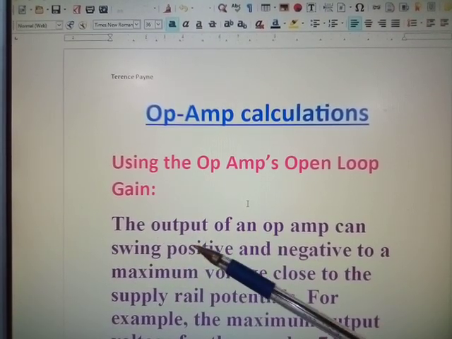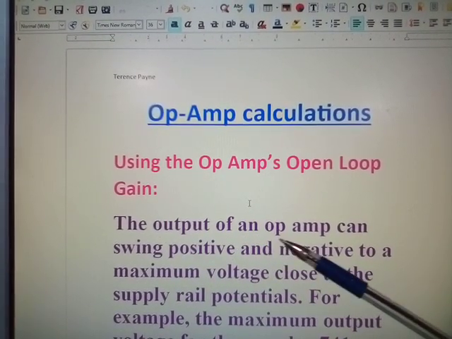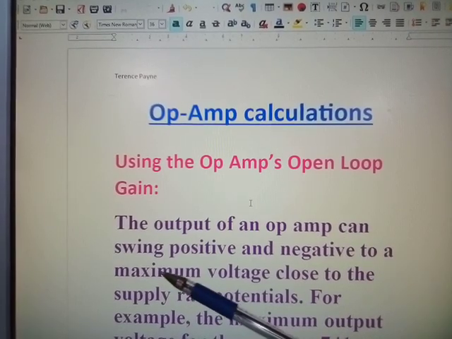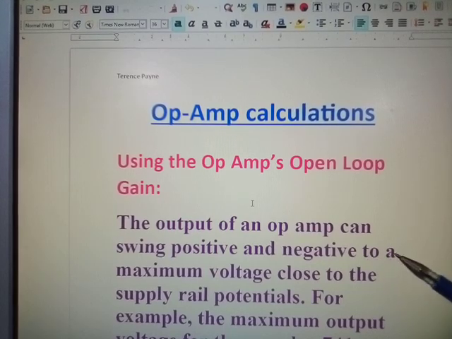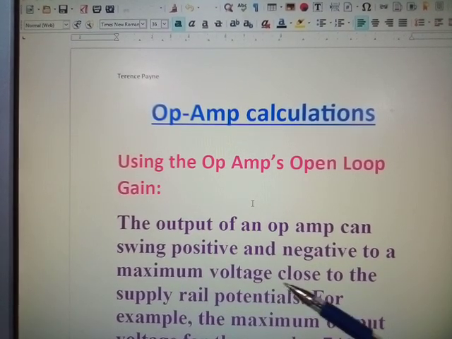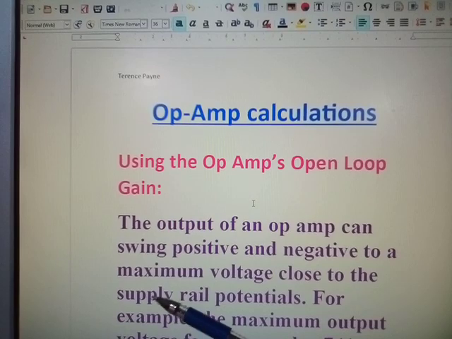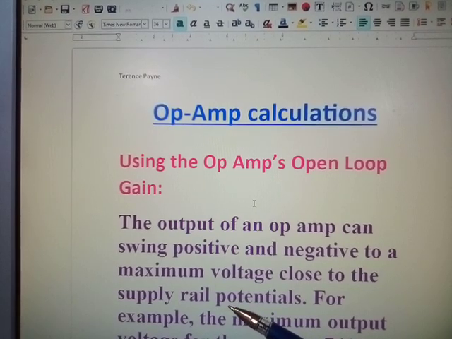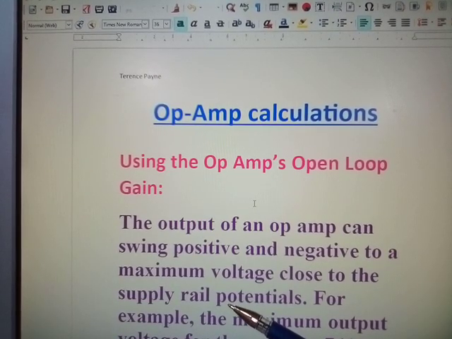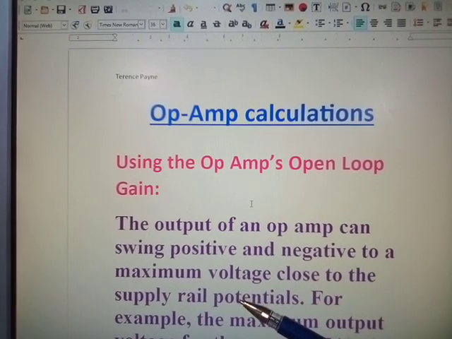Now, the output of an op-amp can swing positive and negative to a maximum voltage close to the supply rail potentials. What that's saying is that it will operate at the potential of the voltage that has been applied to your supply rail. And obviously that can be maybe 5 volts, 24 volts, even up to 36 volts in some cases, or even higher.